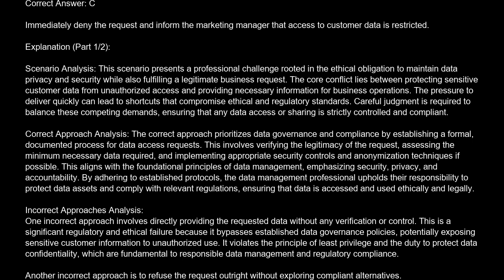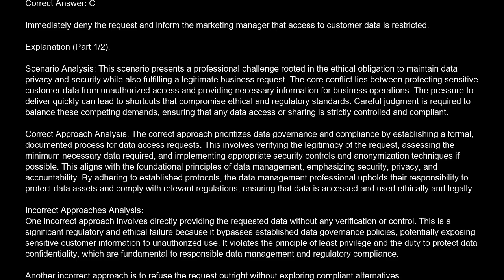The pressure to deliver quickly can lead to shortcuts that compromise ethical and regulatory standards. Careful judgment is required to balance these competing demands, ensuring that any data access or sharing is strictly controlled and compliant. Correct approach analysis. The correct approach prioritizes data governance and compliance by establishing a formal, documented process for data access requests. This involves verifying the legitimacy of the request, assessing the minimum necessary data required, and implementing appropriate security controls and anonymization techniques if possible.